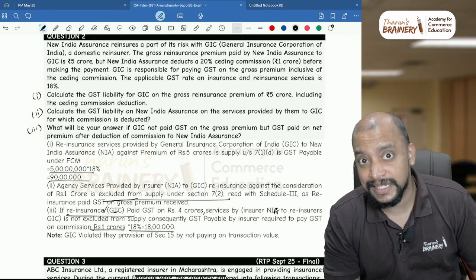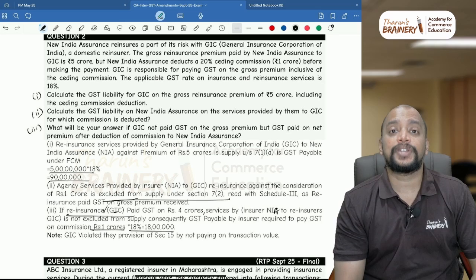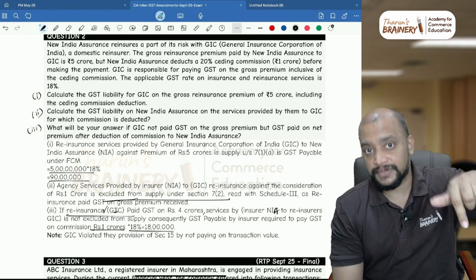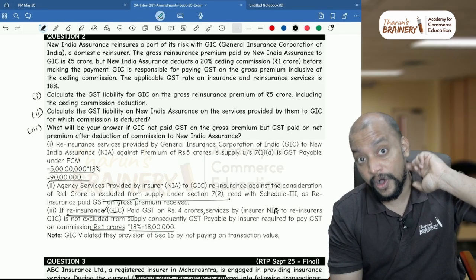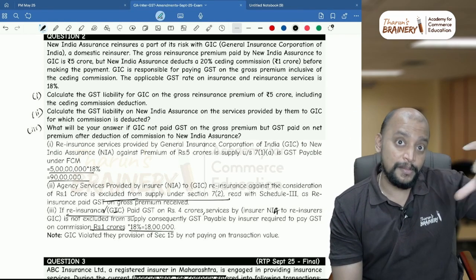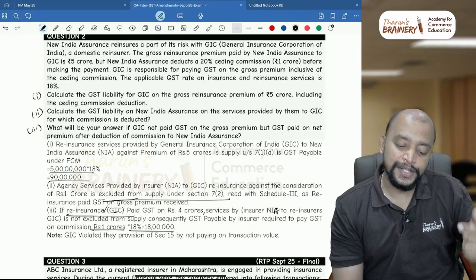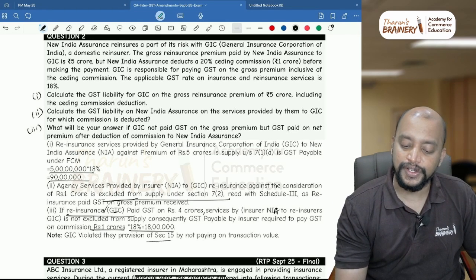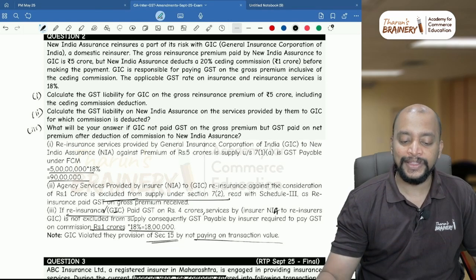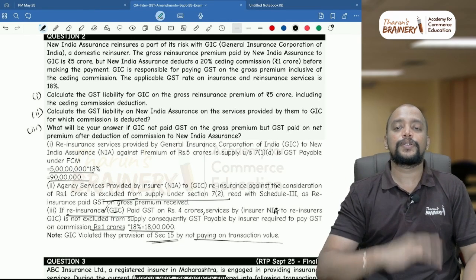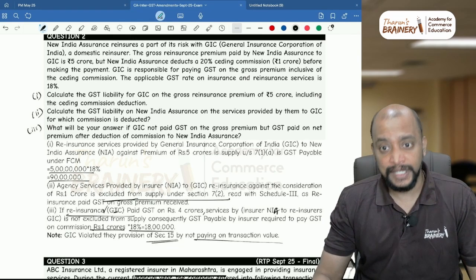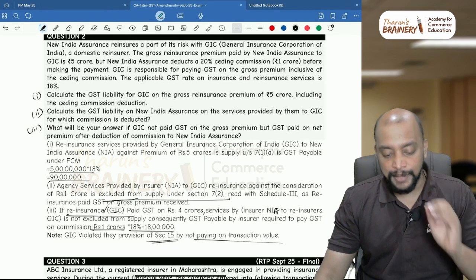But the problem is that again here there is a violation. GIC is doing a violation. What violation? They have received, and they have to pay GST on the entire amount. What is that entire amount? 5 crores, but they pay GST only on 4 crores. So they violated the provision of section 15 by not paying on the transaction value. This is the note that we need to write, okay. That is with respect to this particular amendment.